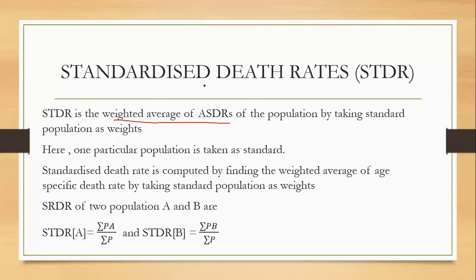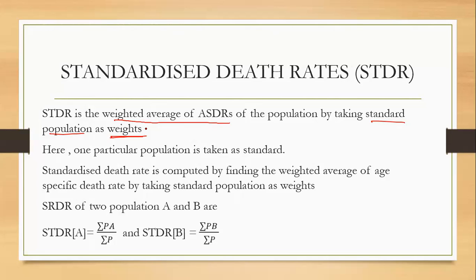In this, we consider the age specific death rate along with the standard population. This standard population, whatever is given, will be considered as weight for that particular population. This standard population will be general for both the populations. It is not like separate for A and separate for B, with another separate weight for another population. No, the standard population taken as weights will be equal. It will be standard for both or many number of populations.